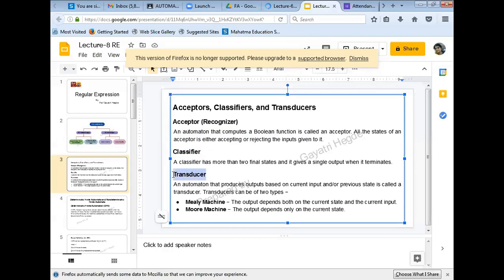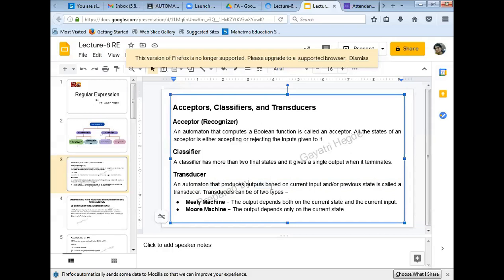What are transducers? Transducers, we haven't learned yet. We'll be learning in the coming lectures. Transducers are the automata which give output. As we have seen in the examples we have solved till now, there is no output as such. It is just accept or reject, whether the string is accepted or rejected. But the next two machines we'll be seeing are the Moore machine and Mealy machine, which give the output. When we solve examples on Moore and Mealy machines, this will be more clear to you. Transducers are the automata that produce output. So these are your acceptors, classifiers and transducers.